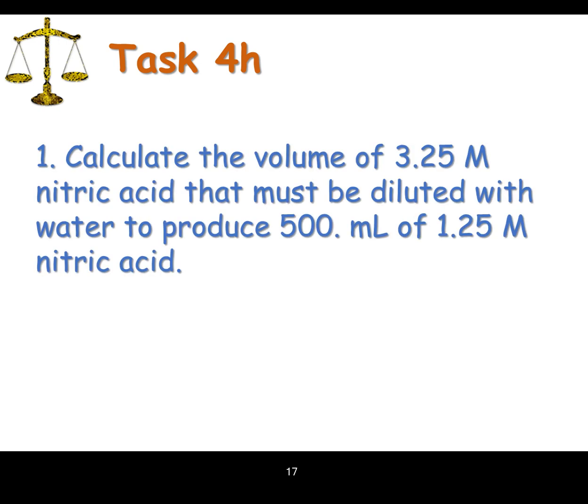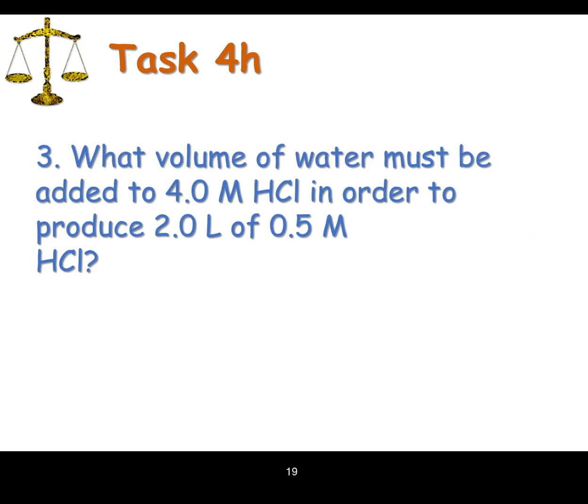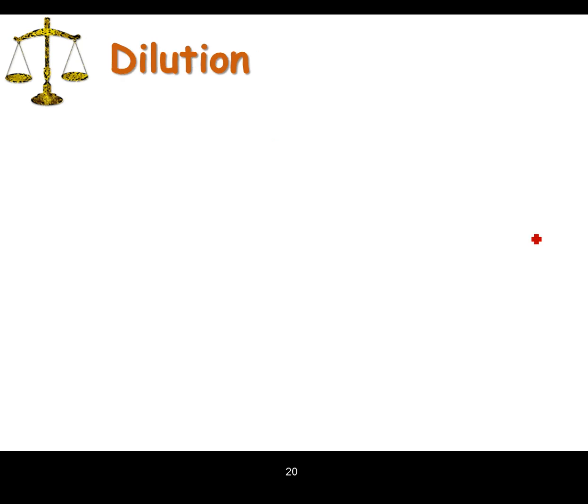Now, here you have some tasks. You can work on these on your own. Calculate the volume of the 3.25 molar nitric acid that will make a 500 mL 1.25 molar nitric acid. Also calculate the volume of 2.6 molar potassium hydroxide that would be diluted with water to make a 250 mL 2 molar potassium hydroxide solution. Third one is what volume must be added to a 4 molar hydrochloric acid to produce 2 liters of a 0.5 molar hydrochloric acid. And then I've got one last thing, a safety note.